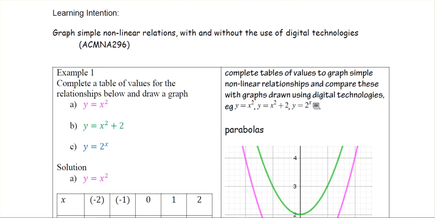So the first learning intention is to graph simple nonlinear relations with and without the use of digital technologies. So I would like you to be able to do this with a table of values and also using something like GeoGebra.